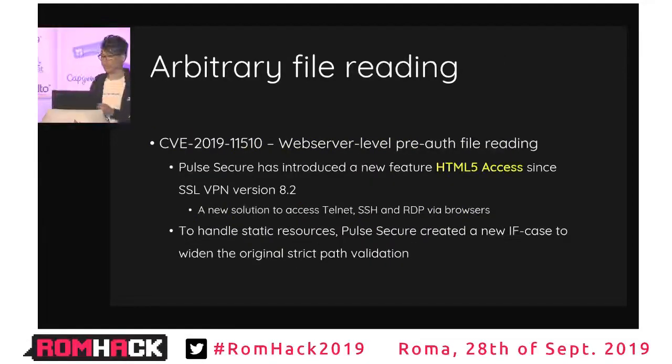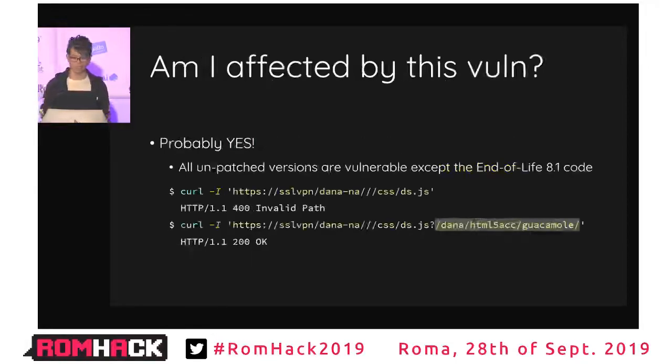The first bug is the pre-auth file reading. PearlSecure introduced a new feature called HTML file access since version 8.2. It can access telnet, SSH, and remote desktop by browsers. In order to adapt the new feature, PearlSecure created a new if condition to handle all static resources. Thanks to the new feature, the original strict validation has been bypassed. Another effect of this is that all unpatched versions except the end-of-life versions are affected.